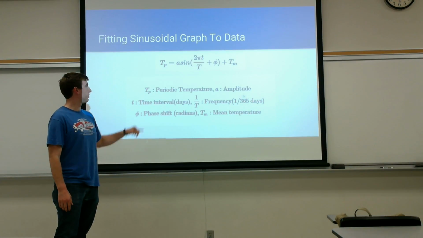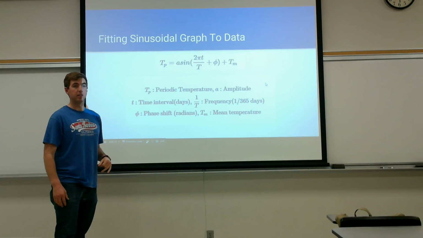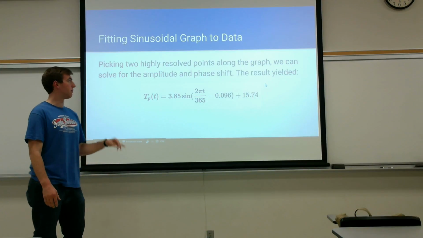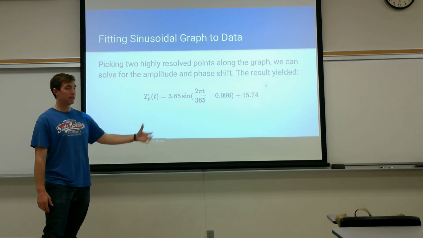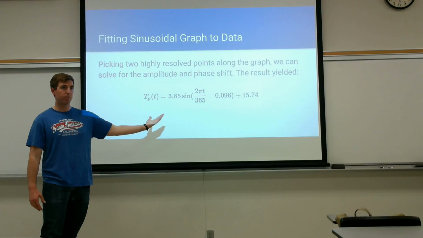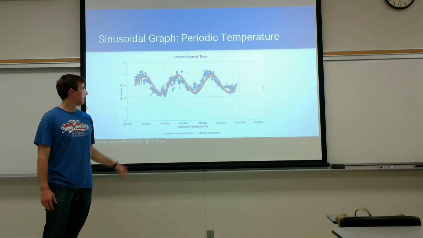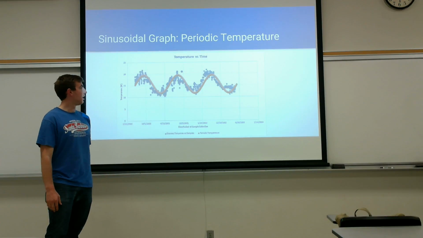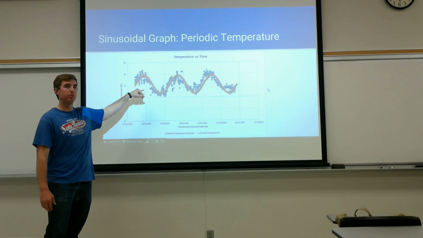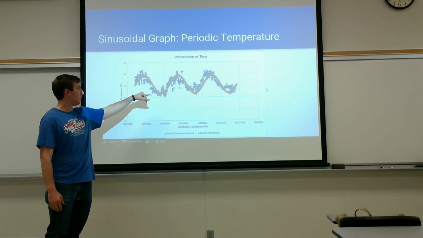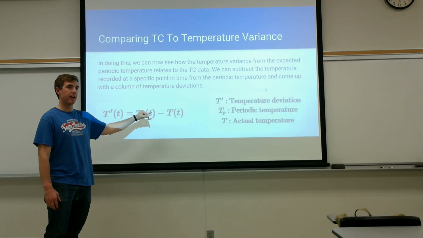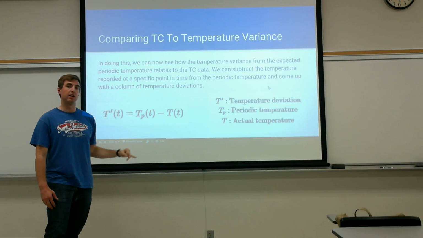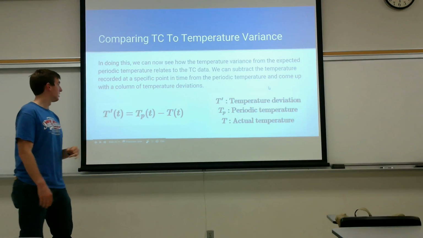So we used those parameters in order to find the sinusoidal wave. We picked a couple points, plugged in, found the amplitude and the phase shift, and we got this formula, and the beautiful graph that follows, a nice red graph that follows it. So this is our periodic temperature, and now we want to analyze if there's a deviation from that expected temperature given that time period. Is that going to make a difference on the TC being greater than 10,000?